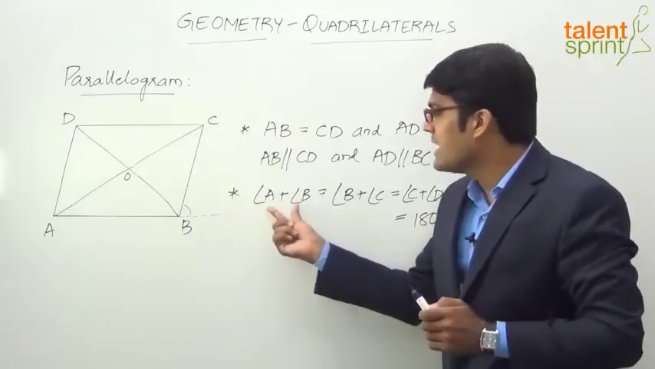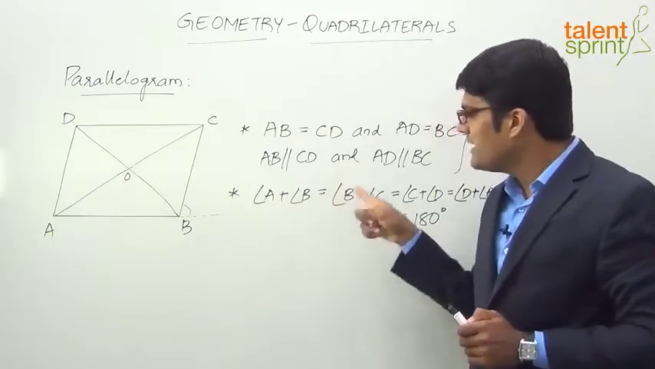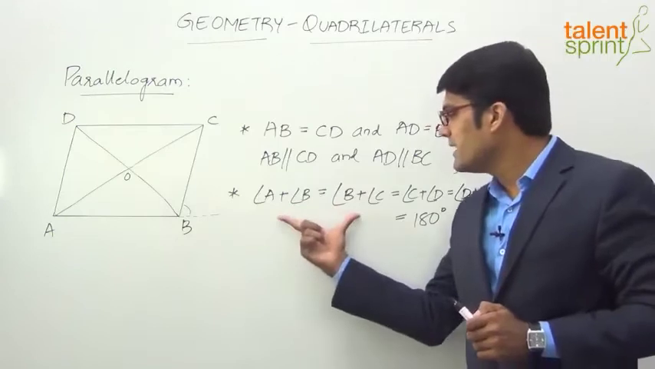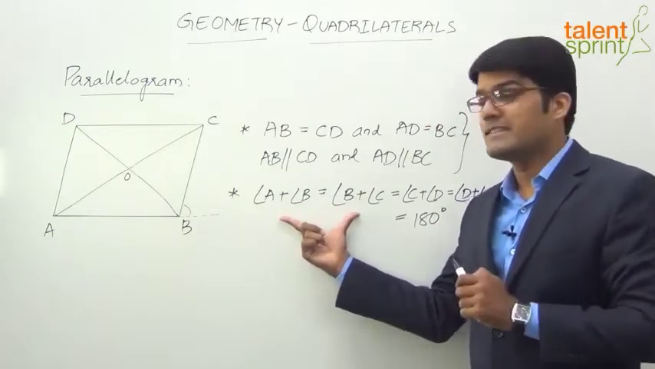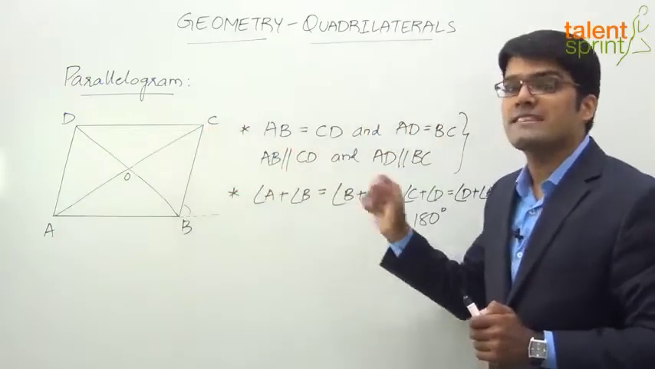And from this point, if you take the first two expressions, angle A plus angle B equals angle B plus angle C. Only look at these two. Angle B and angle B get cancelled. So what are we left with? Angle A is equal to angle C, which means the opposite angles are equal.